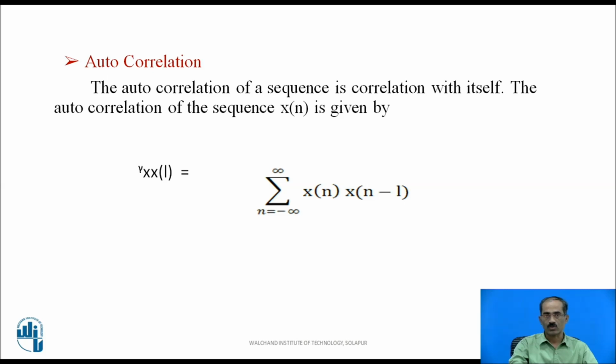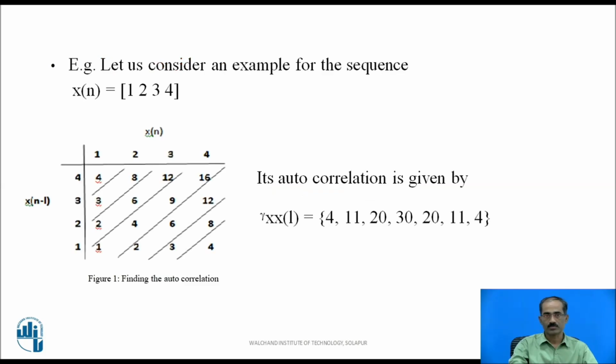In this autocorrelation, you are going to get only one sequence and you need to take the time reversal of that one. That means you need to take the flipped version of the sequence x of n, that is called x of n minus L. Let us take an example to find the correlation of the signal. X of n is equal to 1, 2, 3, 4.